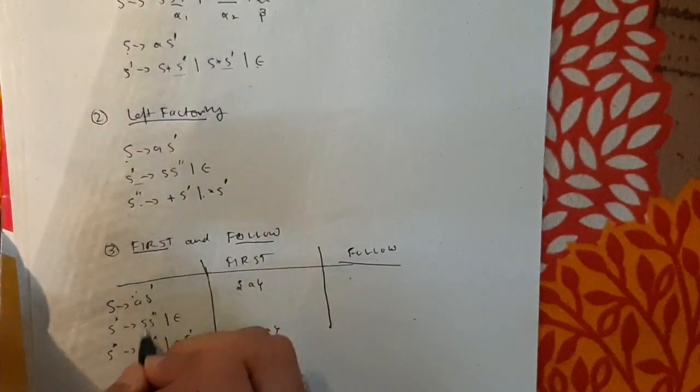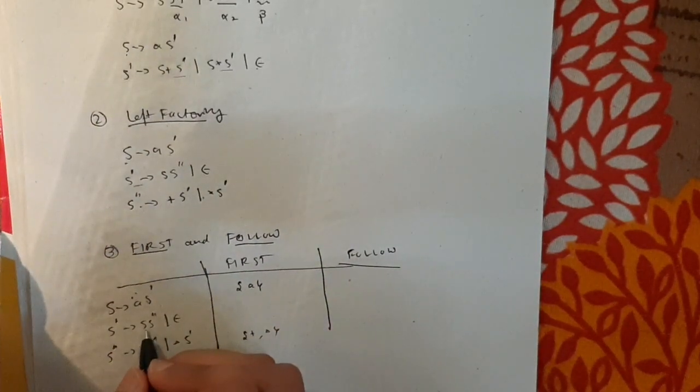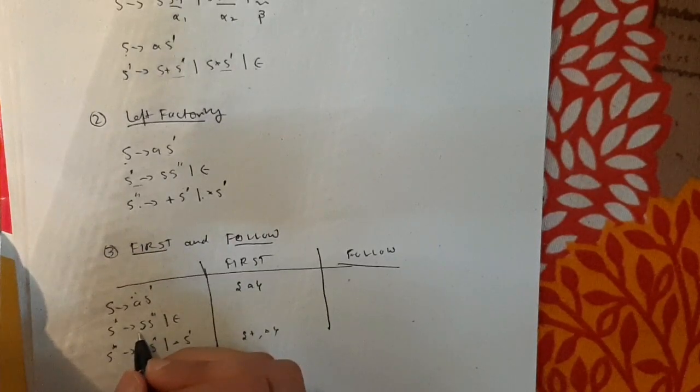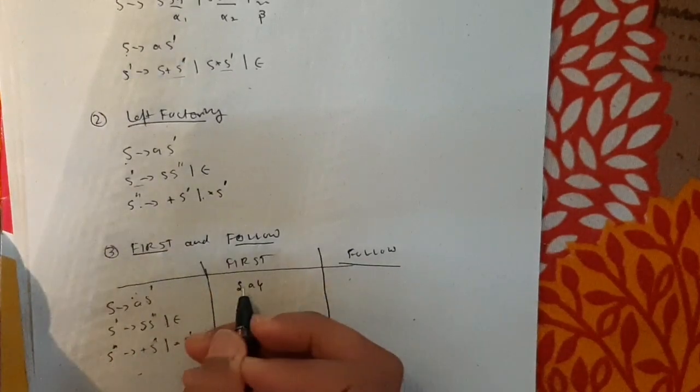After you have done this much, come back to those which you haven't done. You haven't done this one, right? So you'll take up this one, and since the first letter here is a non-terminal, what you have to do is go to that part: S is there, so look at S's First.